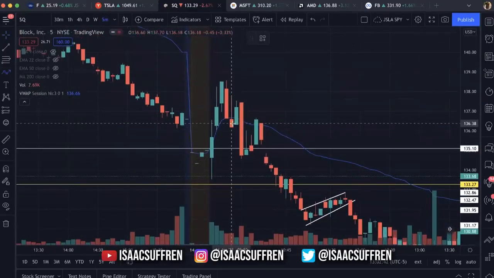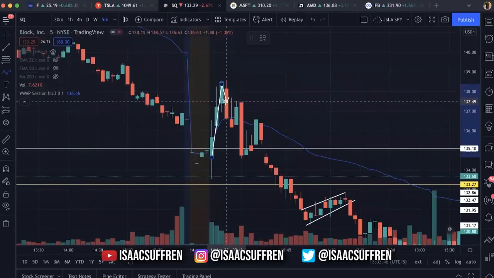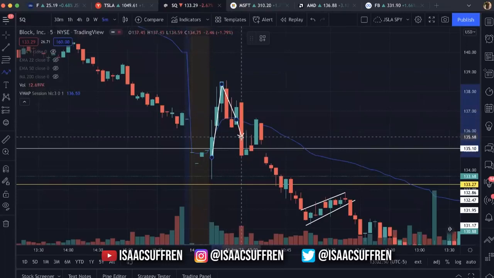We have a move up, right? Impulsive move up. This is not what I want at all. We have a move down. We couldn't bounce off this level, so we moved down even more. We broke on this candle. We broke our pre-market low.